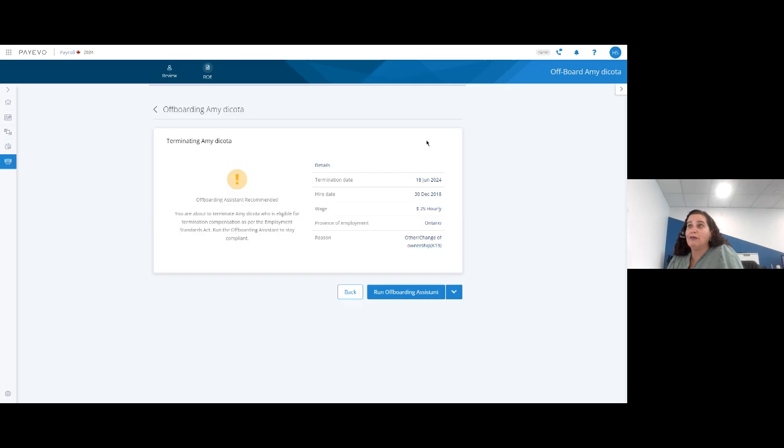So how do you do that? Really simple. What you'll notice is I already set this employee up for change of ownership and it said offboarding assistant recommended. So you know that change of ownership is going to recommend it because it errs on the side of caution. But in this case, all we're doing is changing CRA numbers for this employee. I'm not letting them go permanently, and therefore I don't want to run it. So no problem, really simple. Click on the button and just say skip.